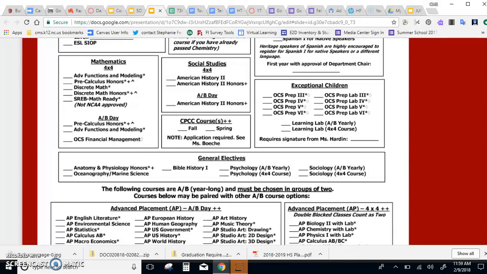Please be aware that SREB Math Ready can be taken after North Carolina Math 3, but it's not accepted by the NCAA. So, if you're an athlete planning to play at the college level, please do not select this course.